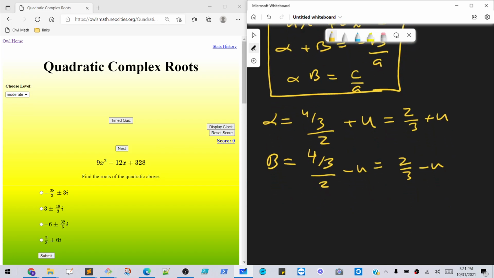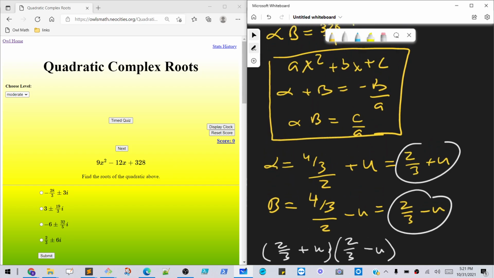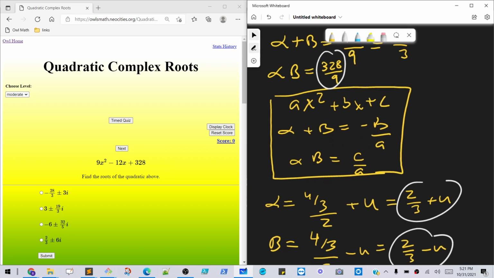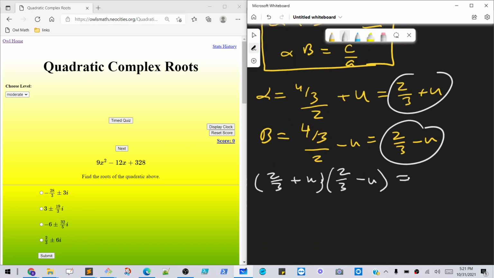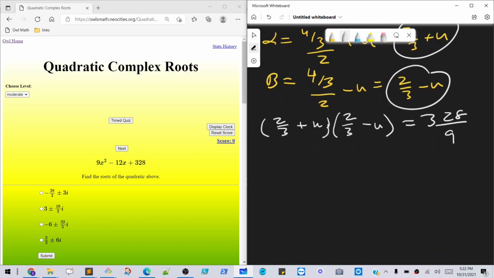And then once we have that, we can multiply those together. So we take our first root, 2/3 plus u, and multiply by 2/3 minus u. That's the product of the roots. But we know what the product of the roots is. It's 328 over 9. So we can set it equal and solve for u. Okay, so we'll just multiply this out now, and we'll get 4/9 minus u squared equals 328 over 9.